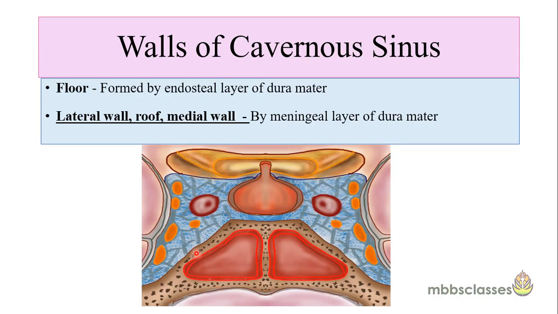This is a coronal section showing the cavernous sinus, which is situated on either side of the pituitary. This is the pituitary gland and this bluish colored structure is the cavernous sinus. As you can see here, this is the sphenoid sinus, and the cavernous sinus is situated on either side of the body of the sphenoid. The floor of the cavernous sinus is formed by the endosteal layer of the dura mater, which is in relation to the bone, whereas the lateral wall, roof, and the medial wall are lined by the meningeal layer of the dura mater.